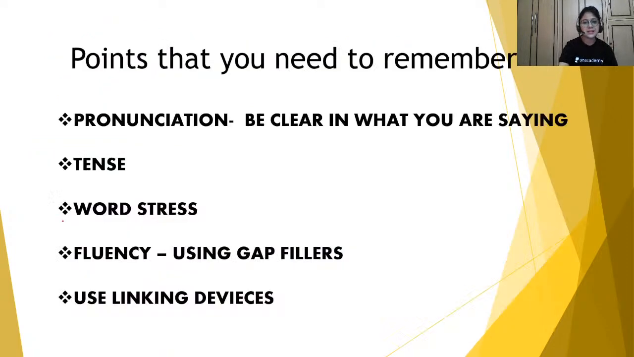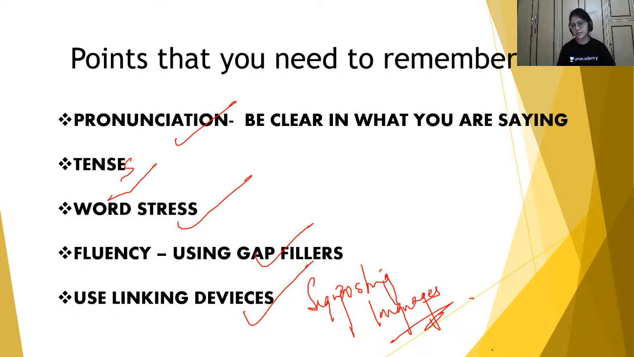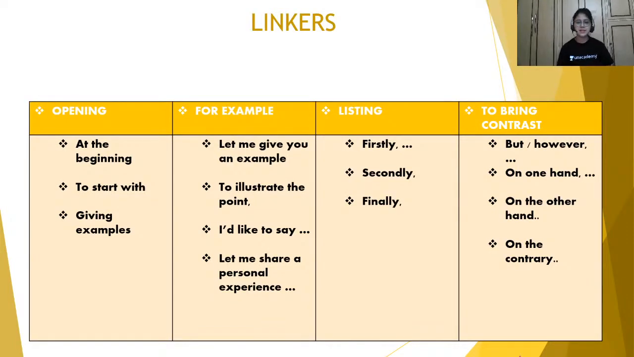Now let's move ahead. Points that you need to remember before moving ahead are pronunciation, tenses all the time, word stress, fluency using gap fillers, and using linking devices, signposting language. Now, I've done a lot of classes on all these aspects on the Unacademy website. So it's very important to go through them in order to become adept, in order to become better in the IELTS speaking examination. Now, linkers or signposting language that you can go through and make a part of your speaking pattern are given right out here. These linkers can be used both in speaking and writing. The only thing that you need to remember is that when you're using it in speaking, it's active voice, but when you're using it in writing, it can be both active and passive voice. All right.